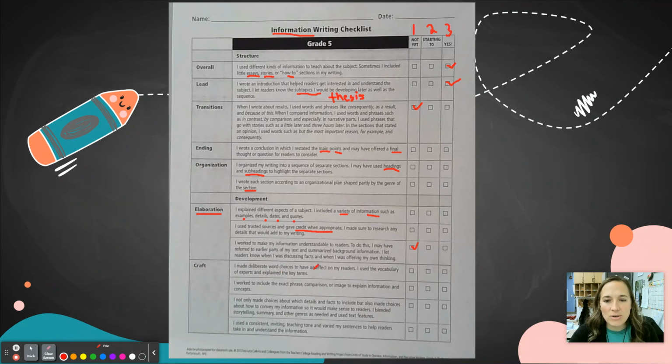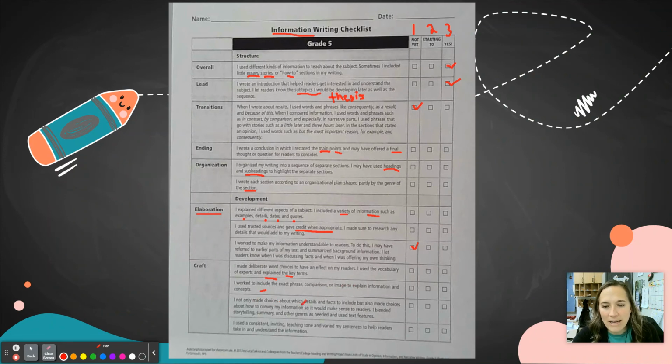I made deliberate word choices to have an effect on my readers. I use the vocabulary of experts and explain the key terms. So that means that when you used words that would be unfamiliar to a reader, you explained it, when you explained your quote, okay? I worked to include exact phrase, comparison, or image to explain information to concepts. Again, that's explaining. Did you explain it well?